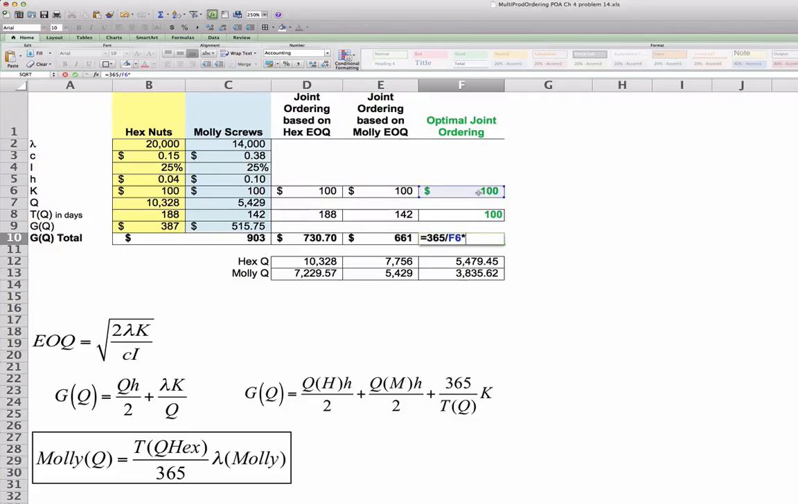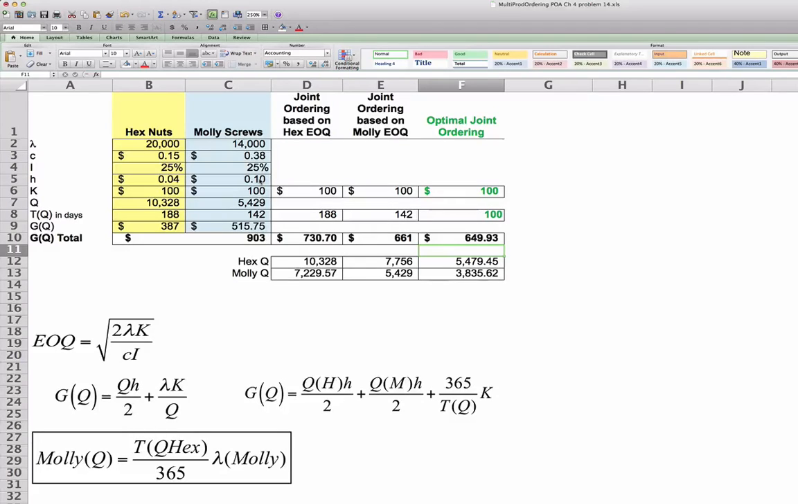And now I add to that again the holding costs. Remember, we have 2 products, so we have 2 order costs. Looking at hex nuts, that will be the hex Q divided by 2 multiplied by the corresponding holding cost value. And I'm adding to that the holding cost value for MOLLE screws, Q over 2 multiplied by H. So now you see, for this arbitrarily chosen value of 100 days as an order placement interval, I would end up with a total cost figure of $650.